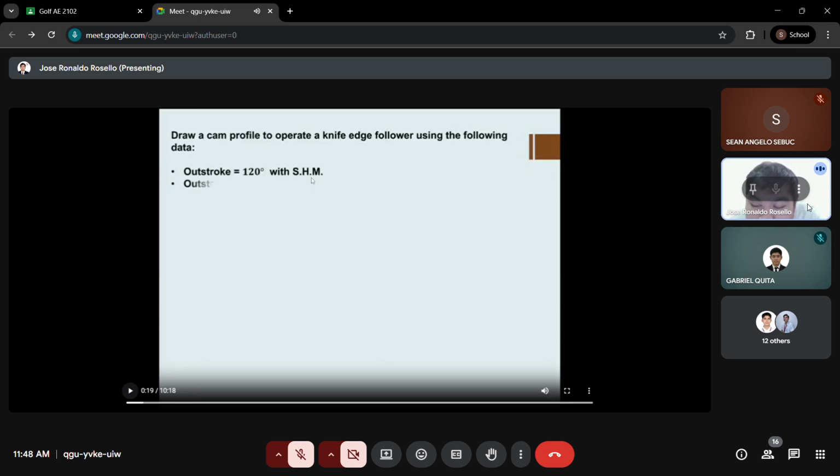Pero simple harmonic motion na siya. Kanina constant velocity lang, so straight diagonal line lang. Pero ngayon, gagamit na tayo ng semicircle. Then yung dwell niya, from 30 degrees, ginawang 60 degrees. Outstroke dwell is 60 degree. Return stroke is 120. Kaya yung kanyang return stroke is constant velocity o uniform velocity.